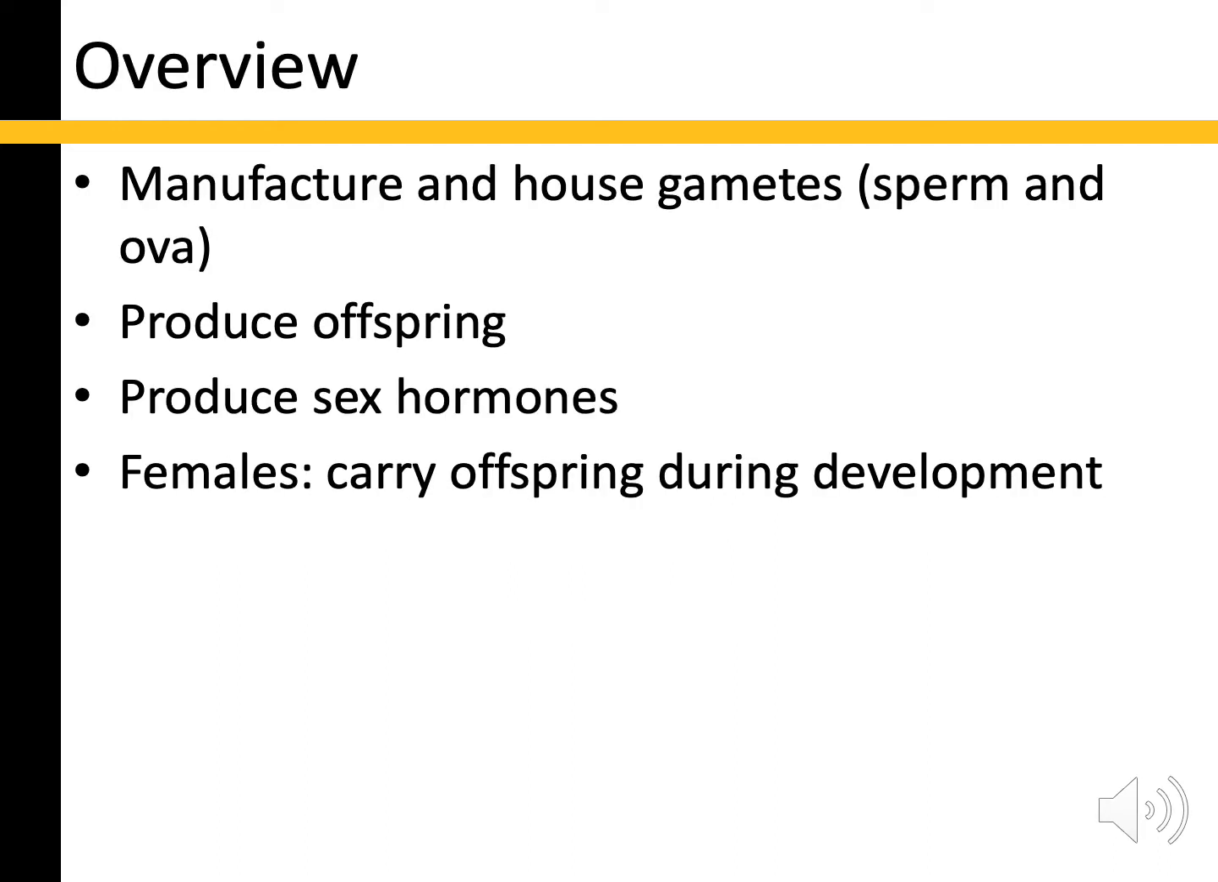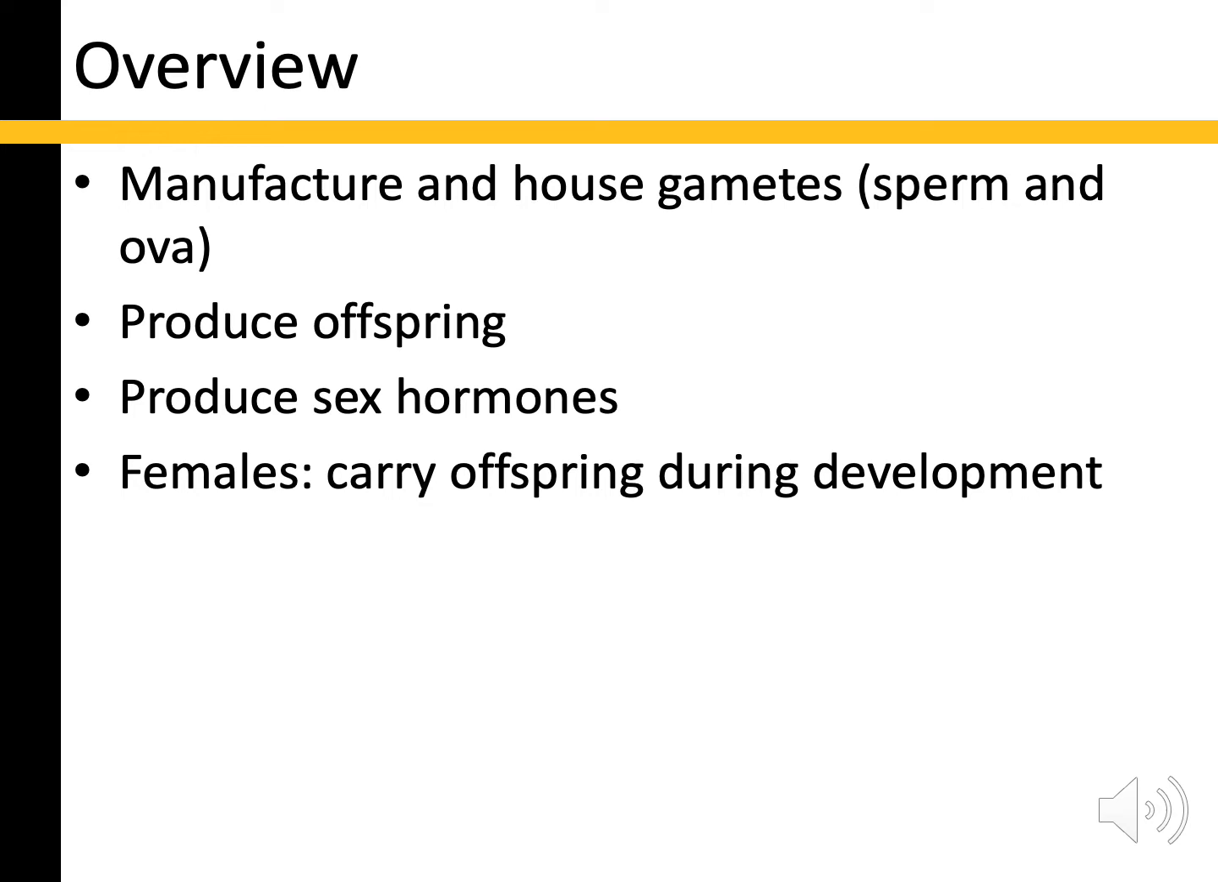Just a brief overview of the reproductive system, and this is not specific for males. This is for males and females. The first 3 bullet points there are specific to both. So the reproductive system's jobs are to manufacture and house gametes, which are the sex cells, the sperm, and you may be more familiar with the term egg, but the official scientific term for that is ova. The reproductive system, of course, when these 2 gametes come together, produces offspring.